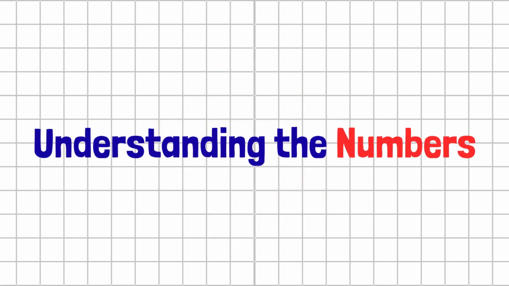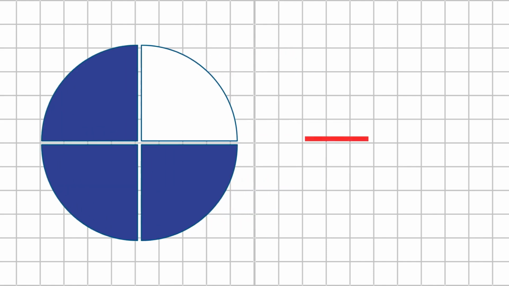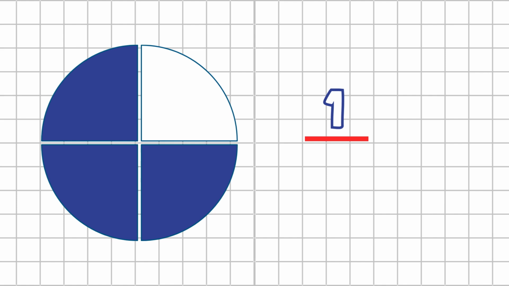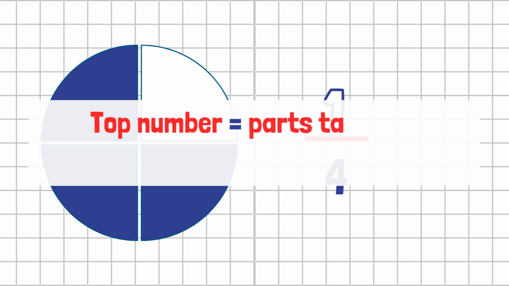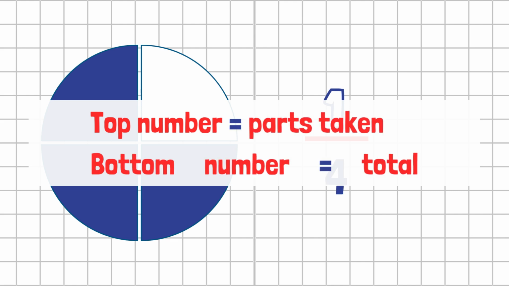Understanding the numbers. In the fraction 1/4, the top number, 1, tells how many parts you have taken. The bottom number, 4, tells how many equal parts the whole was divided into. So, top number equals parts taken, bottom number equals total parts.